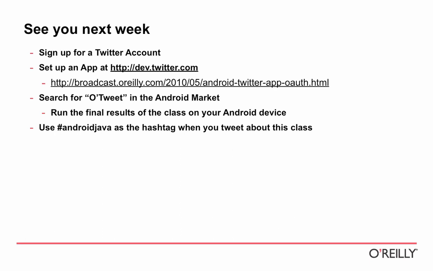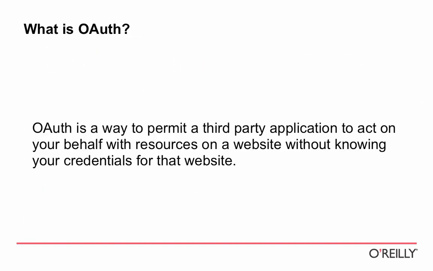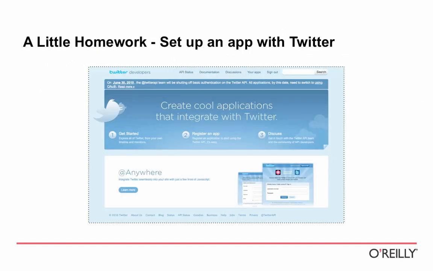So is OAuth the only way to authenticate on Twitter? Is that the one they recommend? Are there other ways? Yeah. Well, basic authentication still works, and it's not going to go away. It's just going to be deprecated on Twitter. So that's happening in June. I think I actually have it on this slide back here. Let me flip back to here. It says, on June 30th, 2010, the Twitter API team will be shutting off basic authentication on the Twitter API.